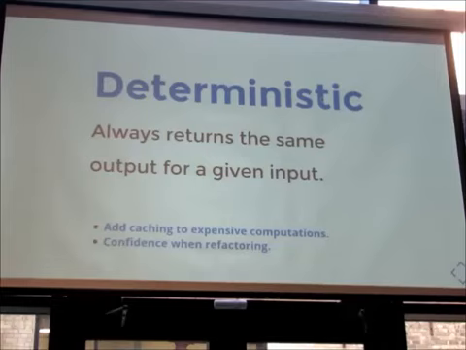If you call a function 100 times given the same input, it will always return the same output. And again, what benefits does this give a developer? Well, if the function is an expensive computation, if it's a network call that rarely changes, then you can add caching to it, right? If it's something that is guaranteed to be the same value, there's no point in calculating it again and again. You simply cache the value.